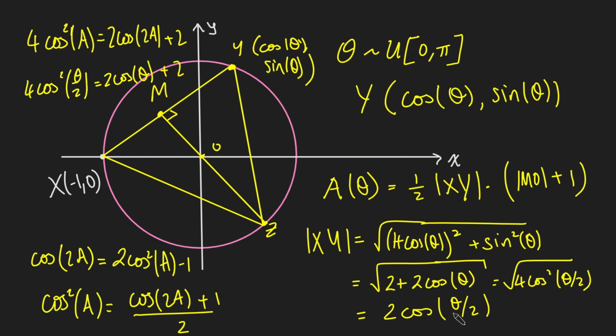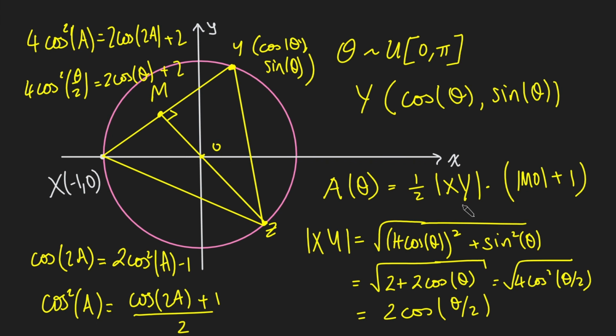Now you might ask, do I have to worry about plus or minus? Well, the answer is no, because remember this is XY. XY is a length, so it has to be positive. And thankfully, because theta is between 0 and pi, theta over 2 is going to be between 0 and pi by 2, and so cos of theta over 2 will definitely be positive. Okay, amazing. We've worked out what the length XY is.